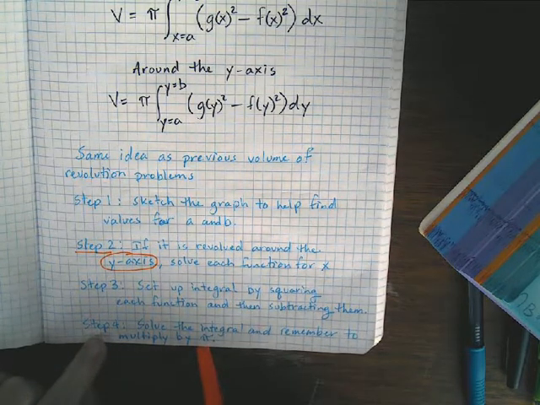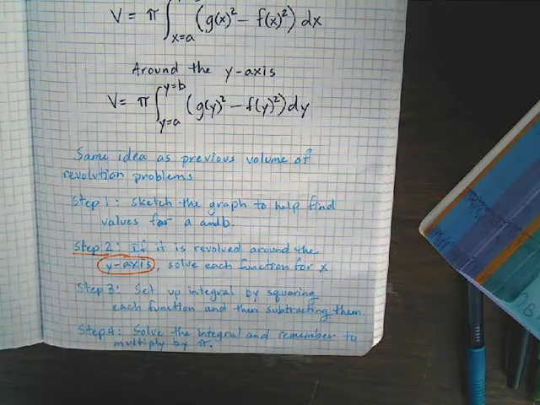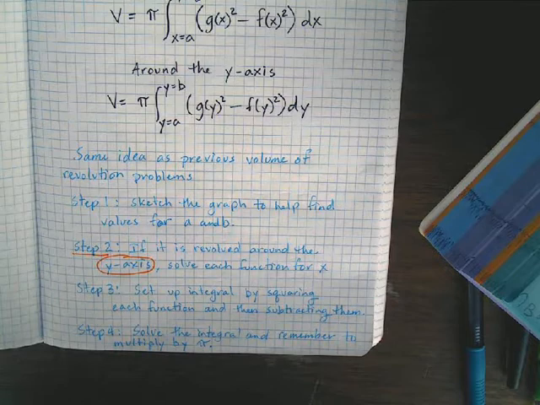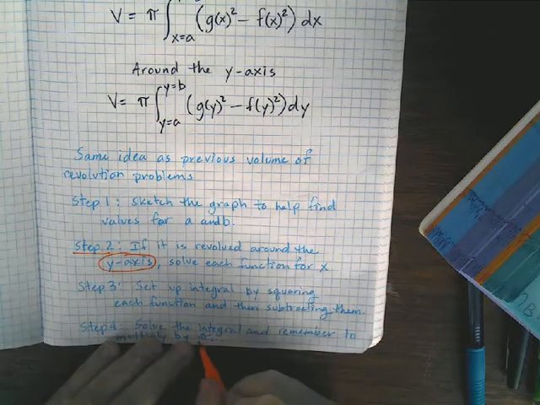Now remember, after you've set up your integral and simplified it, don't forget to multiply by pi at the end. I noticed on the warm-up yesterday that some people were forgetting to multiply by pi when they got to the last part. It's easy to forget, so don't forget. You have to multiply by pi.